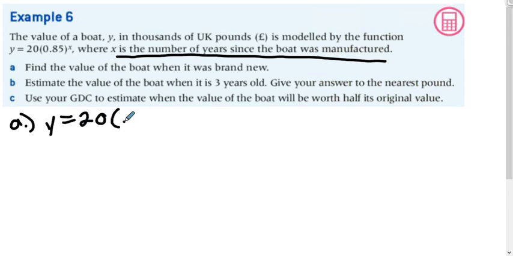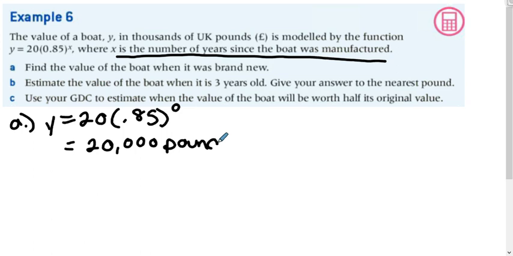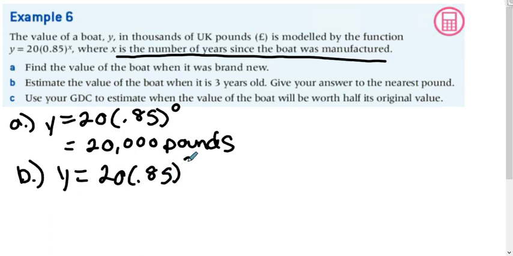So y equals 20 times 0.85 to the 0 power. And of course, you know 0.85 to the 0 is 1. Therefore, it was 20 in thousands of pounds. So if we're going to figure out what the value of the boat is in 3 years, so now this is going to be 3 years later, so y equals 20 times 0.85 to the third. So I can go ahead and type that into my calculator, and I get 12.2825.